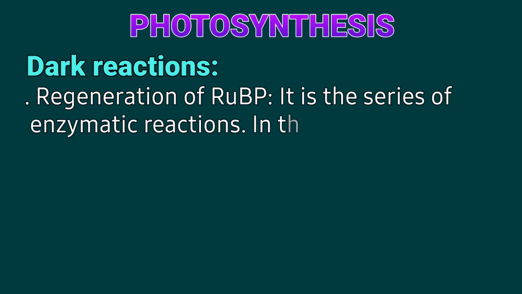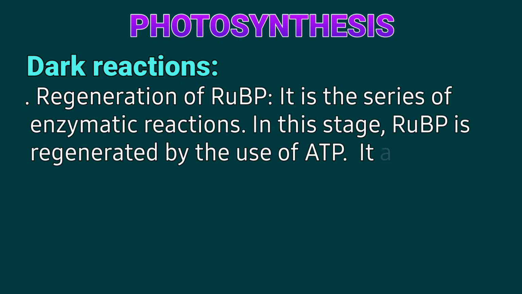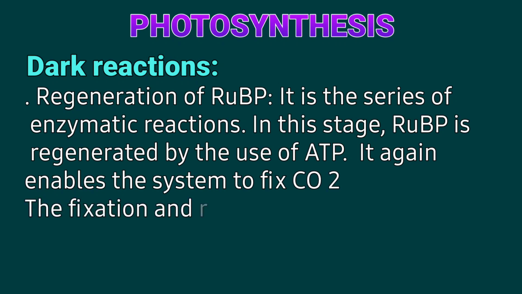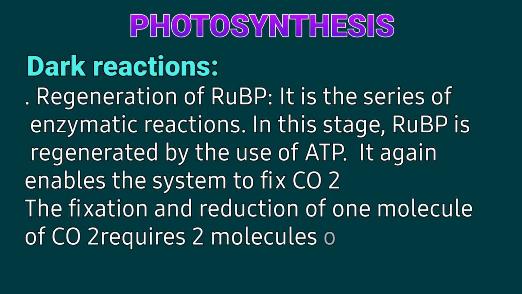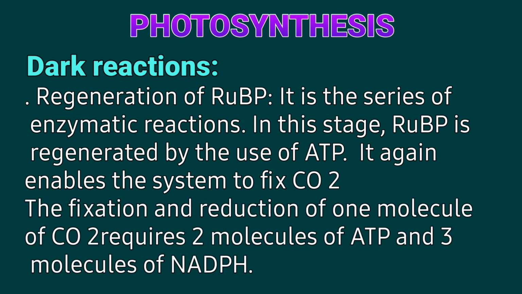Third stage, regeneration of RuBP. It is a series of enzymatic reactions. In this stage, RuBP is regenerated by the use of ATP. It again enables the system to fix CO2. The fixation and reduction of one molecule of CO2 requires 2 molecules of ATP and 3 molecules of NADPH.